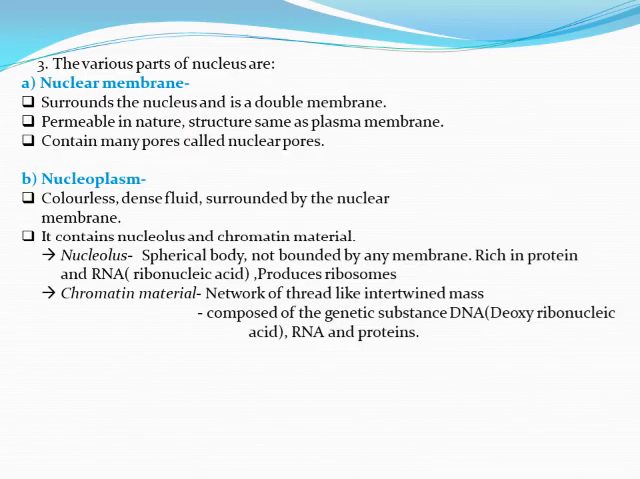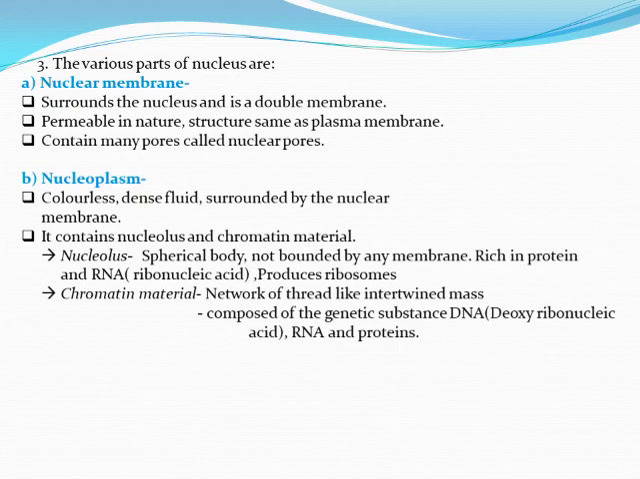Now the next subdivision of nucleus contains the nucleoplasm. Colorless dense fluid surrounded by nuclear membrane. It contains nucleolus and chromatin material. The nucleoplasm contains nucleolus and chromatin material. Nucleolus, what does actually this nucleolus look like, or what is the shape? It is a spherical body, not bounded by any membrane. It is not bounded by any membrane, nucleolus, okay? Not nucleus, it is nucleolus.